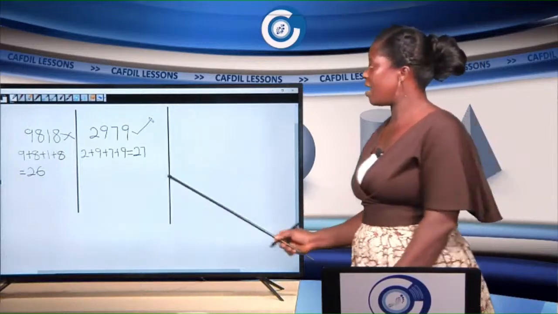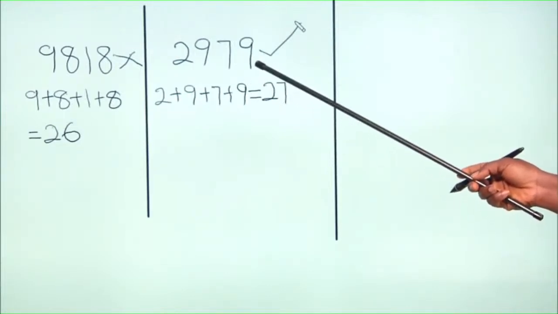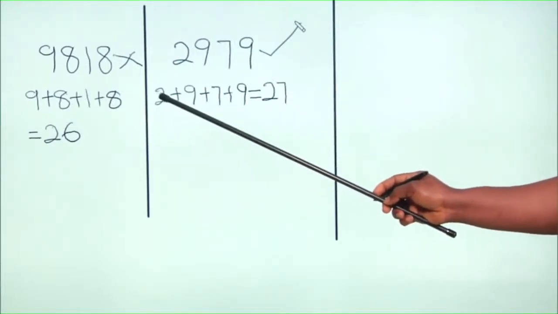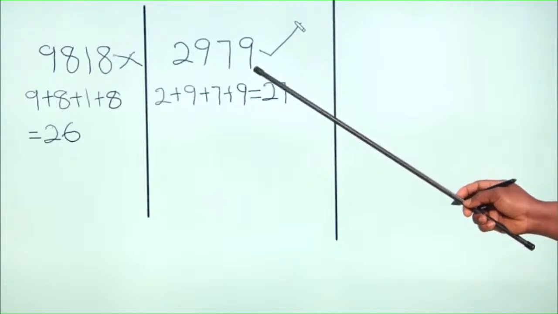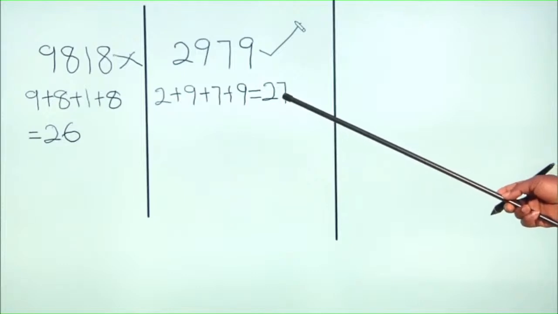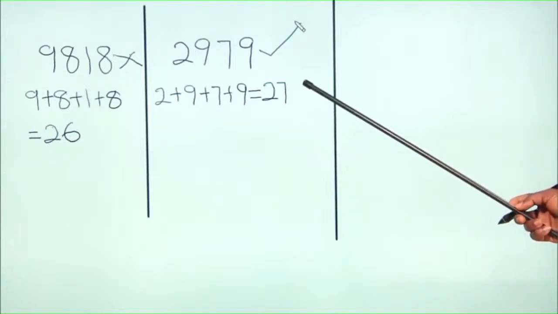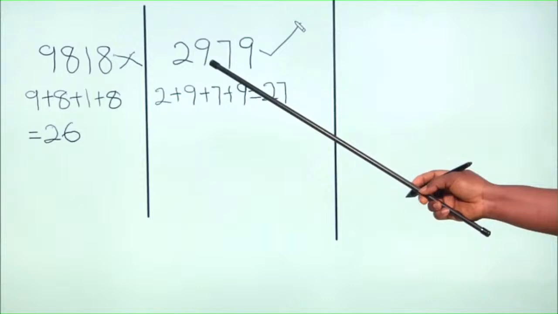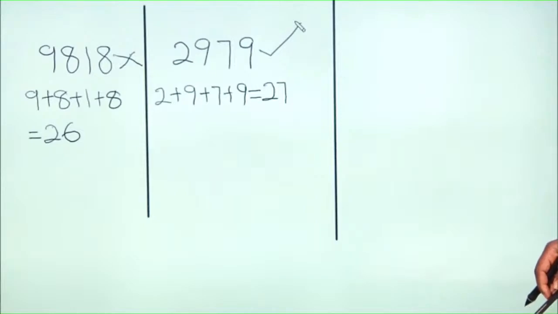We wanted to check if 2,979 is a multiple of 9. So we added all the digits. The digits are 2, 9, 7, and a 9. So we added everything. We had 27. We wanted to check if 27 is divisible by 9. So when you add 2 and then 7, 2 plus 7 is 9. Yes, 9 is divisible by 9. Therefore, 2,979 is divisible by 9.